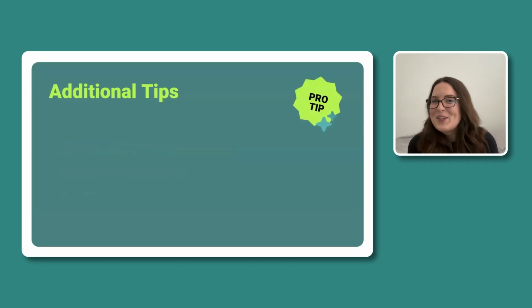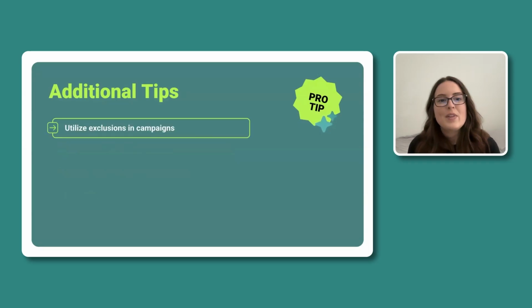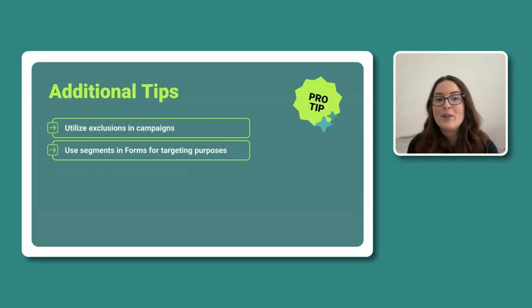And then from there, I have some additional tips. So again, utilize exclusions in your campaigns. Use segments in forms for targeting purposes. Highly recommend. I absolutely love our targeting feature within our forms. It's super easy. All you have to do is go over to the form settings, and then you can select a segment you can use for showing or also not showing. But then we also make it easy with ways that you can not display the form for those that are coming from specific sources. So like Facebook, Instagram, you name it.